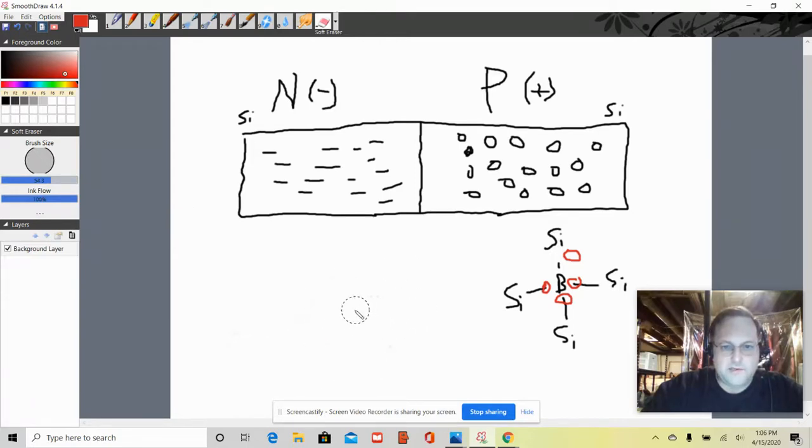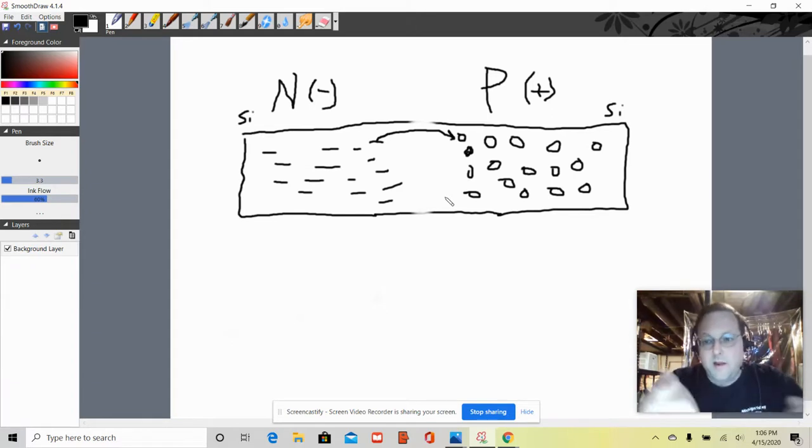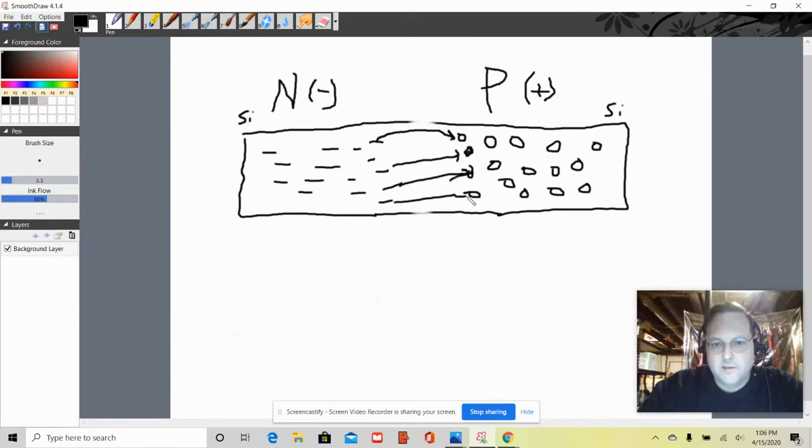Let me erase this, and I want to show you the next thing. So what happens when you create this system? What happens right away is that down the center, some of these electrons are going to come over here, because along the line you have the positives and negatives right next to each other, and they attract each other. These holes and these electrons want to jump into those holes. So right along the line between the two, this will happen.